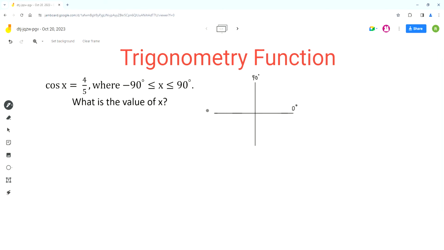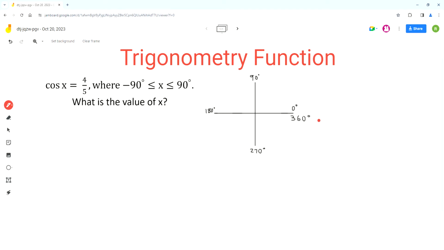and then 180 degrees, and then 270 degrees, and then we complete the circle at 360 degrees. So this is how we measure positive angles. Now negative angles are measured from the x-axis in the clockwise direction.